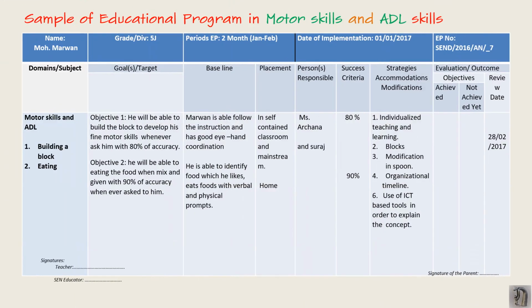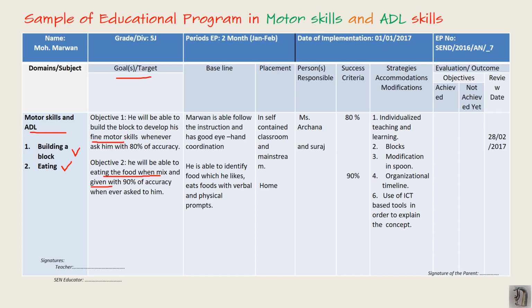So now let us see the sample of the educational program which we have planned in motor skills and ADL skills. As you can see, I have selected the domain here, motor skills and ADL activity, and I have selected two topics, that is building a block to develop the fine motor skills, and eating habits, that means that is ADL activity. So it's very simple. You need to target your goal, that this is my objective, where I have taken building a block to develop the fine motor skills, and here I have taken eating food when mixed and given, with 90% accuracy.